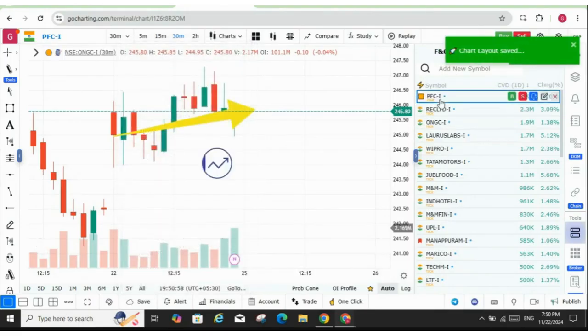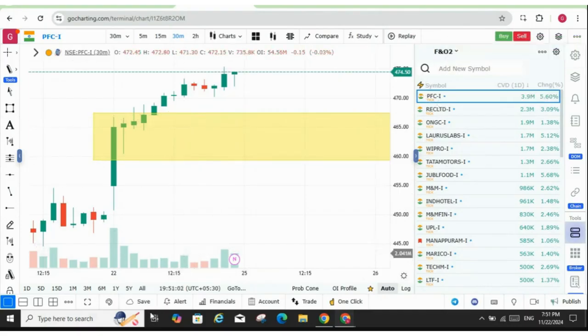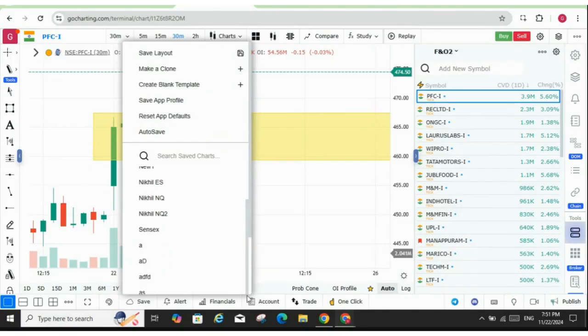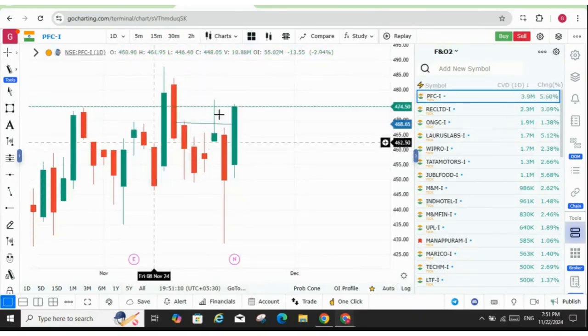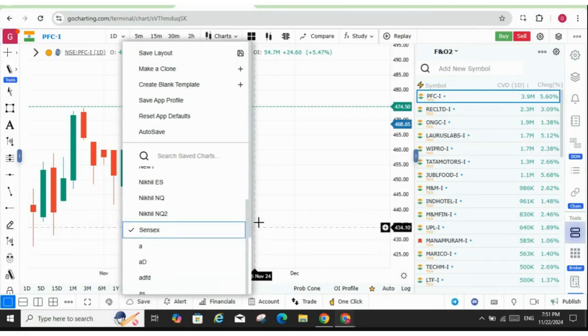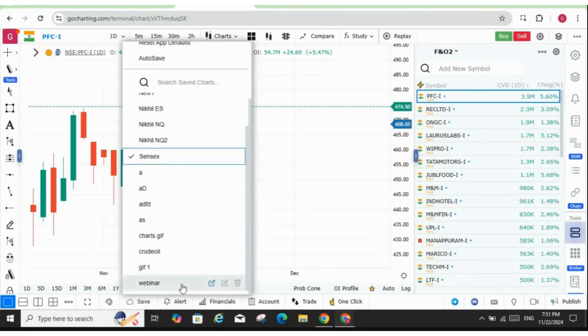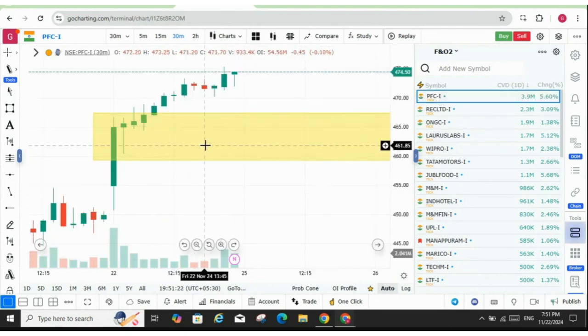Now if I go back to PFC, see, my drawing will be there. But if I change the layout to Sensex, and now I go to PFC, you will not see the drawing. I hope you understood. Basically, whatever things you do for your layout, you have to save it. So I again go to webinar, and you see this PFC, it is there.